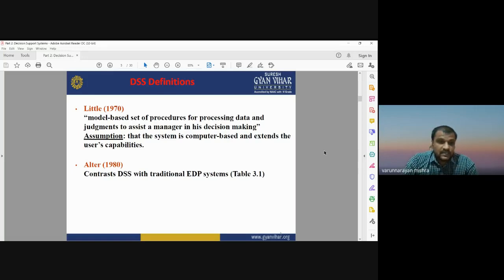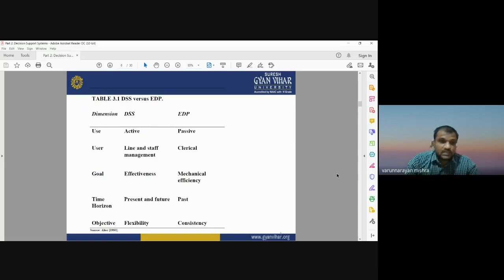Then Alter in 1980 gave a definition of DSS, that it contrasts the DSS with traditional EDP system. Okay. So the traditional EDP system is not very good in taking any decision. So we should have some advanced decision support system that will have the capabilities to provide you the decision making power. Okay. So this is the table showing the comparison between DSS and EDP. EDP was not based on computer, it was a traditional manual kind of decision making system.